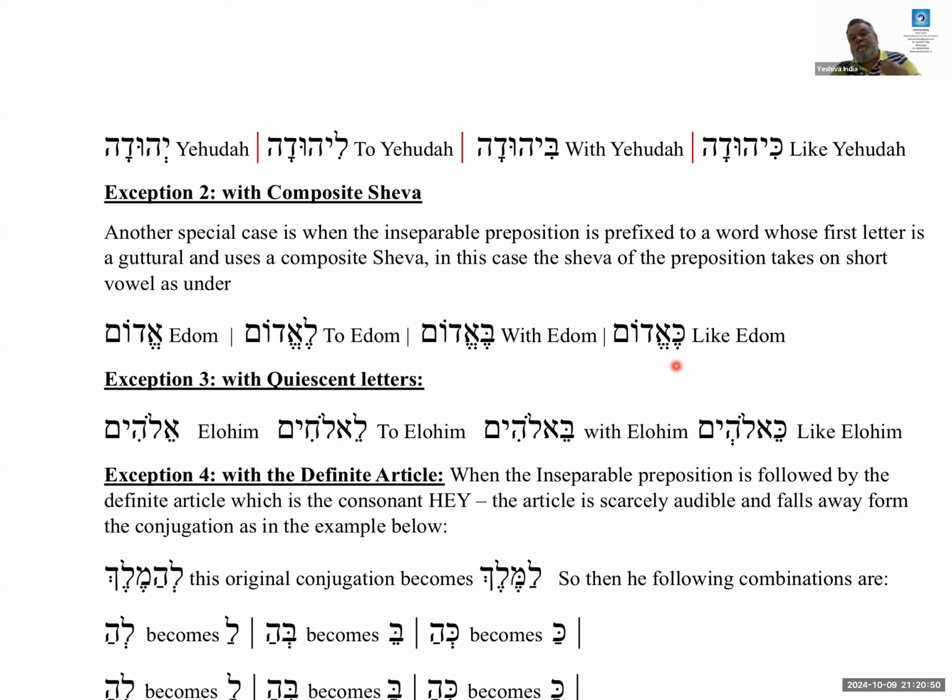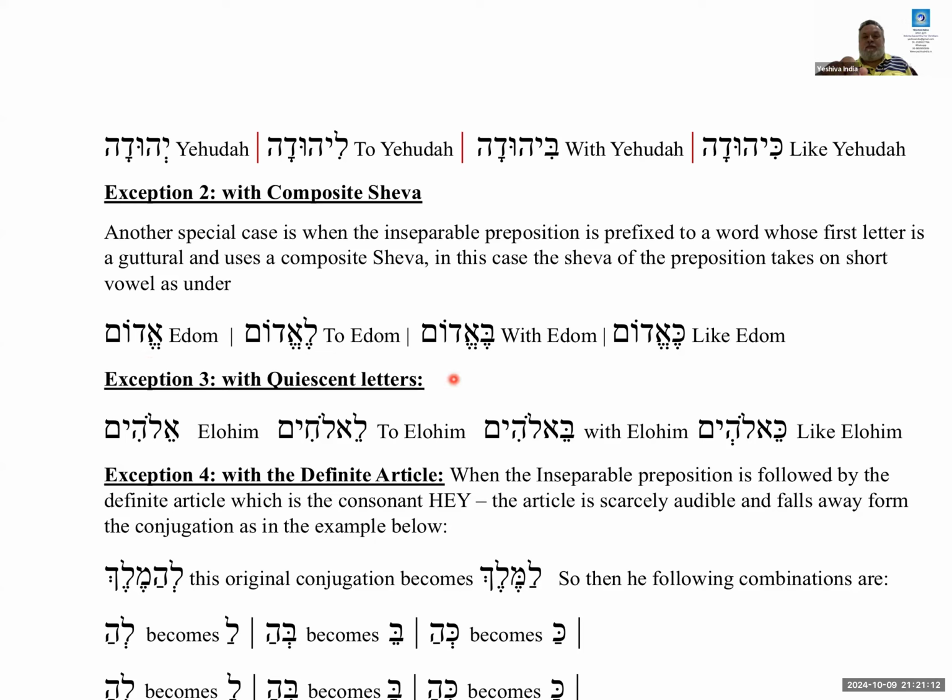So if the composite sheva is a patach, then it will take on a patach. If it's a sheva, it takes on a sheva. If it's a chamatz, it will take on a chamatz, a chamatz gadol. Okay, so just make note of this. Ke'adam, be'adam, le'adam, le'adom.